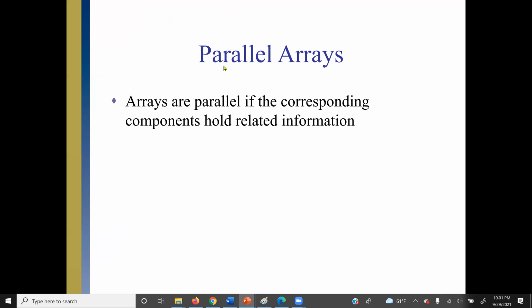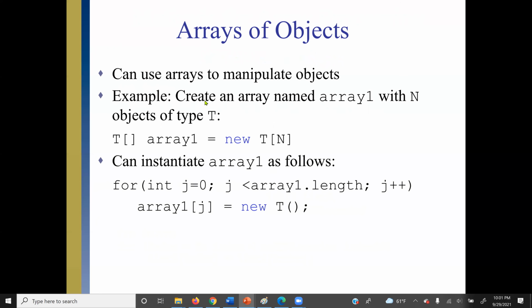So next we discuss what we call parallel arrays. Here we say arrays are parallel if the corresponding components hold related information. So we have two arrays, and each holds one piece of information. For example, also an array of objects. We can use an array to manipulate objects.